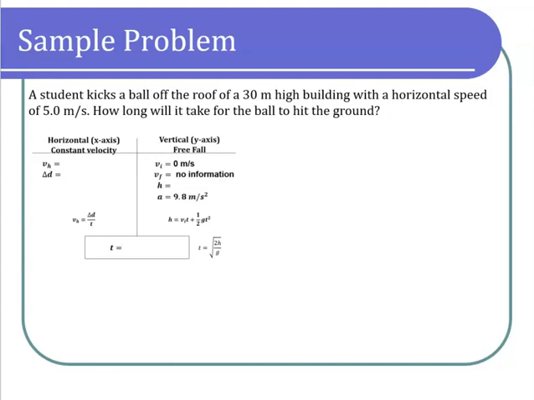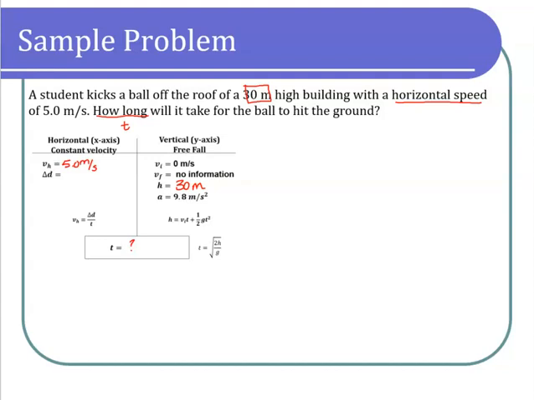Here we have a student who kicks a ball off the roof of a 30-meter high building with a horizontal speed of 5 meters per second. How long will it take for the ball to hit the ground? We know that the building is 30 meters high. That's going to be our height, 30 meters, with a horizontal speed of 5 meters per second. That is our horizontal constant velocity. We want to know how long the ball will take to hit the ground. So time is what we're looking for.